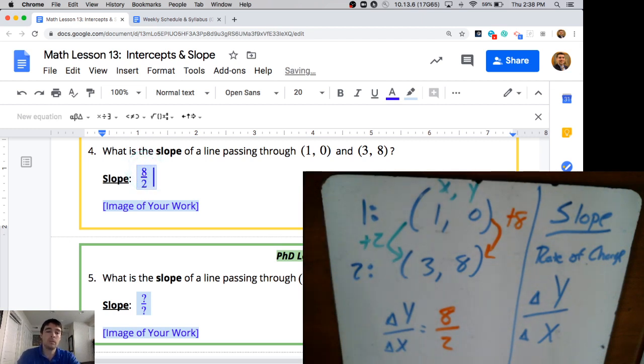Anytime slope is a fraction that could be simplified, we want to simplify that fraction as far as we can. 8 over 2 could simplify to 4 over 1. They're both even numbers. I divide them both by 2. And 4 over 1 actually just simplifies to a slope of 4, saying y will gain 4 each time x gains 1.